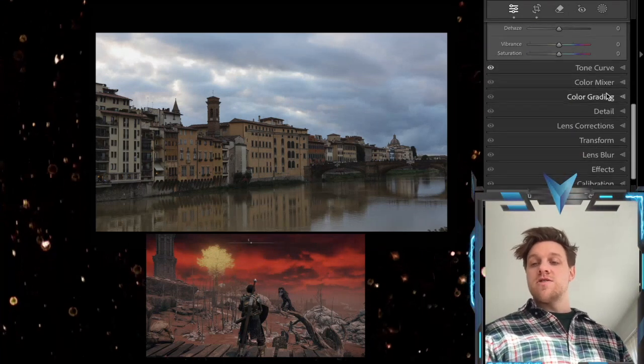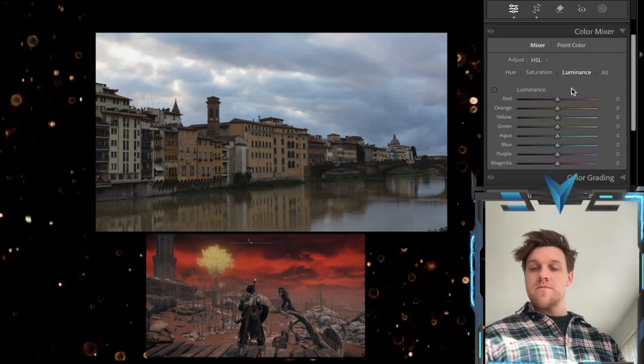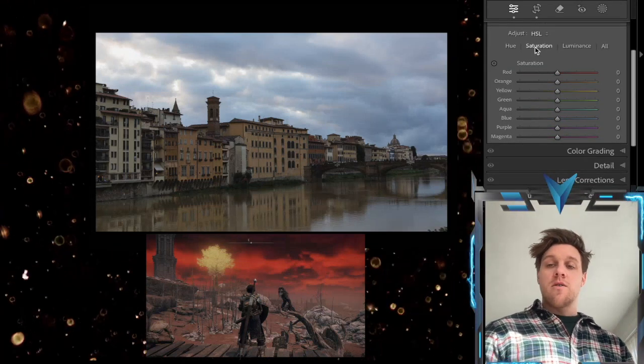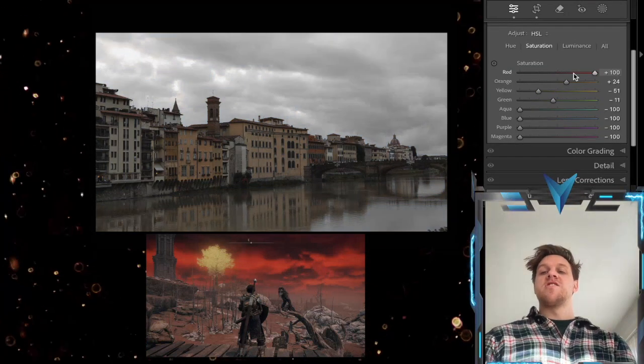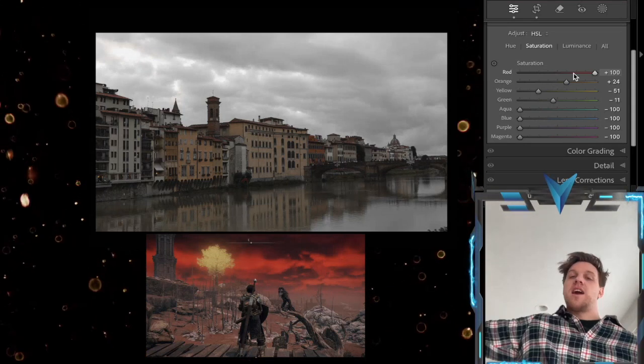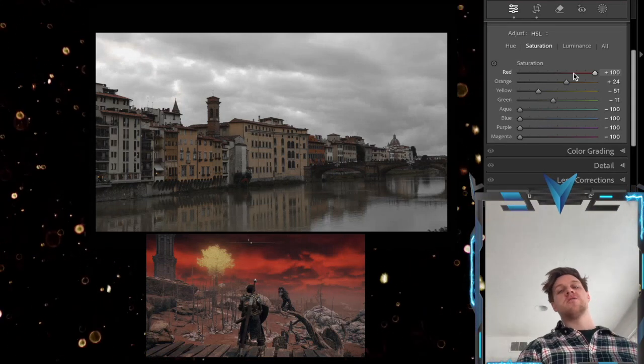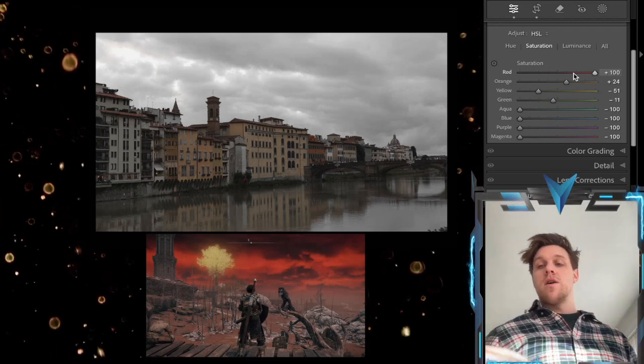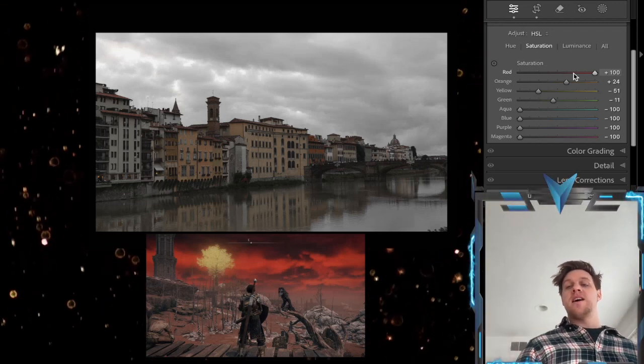Let's move on down to the color mixer now. Starting with the saturation area, let's go ahead and make those changes. So obviously, our red saturation going to 100. It's Caelid, right? Our orange saturation coming up just a little bit, plus 24. Yellows and greens are gonna come down, all right?